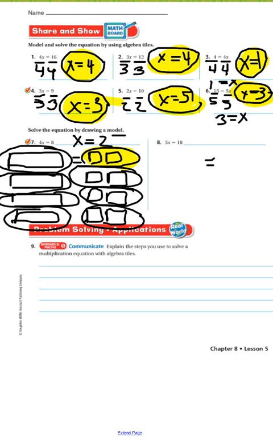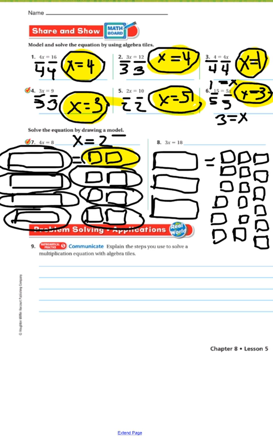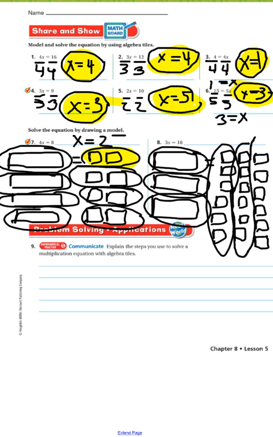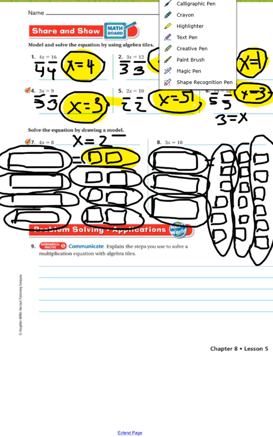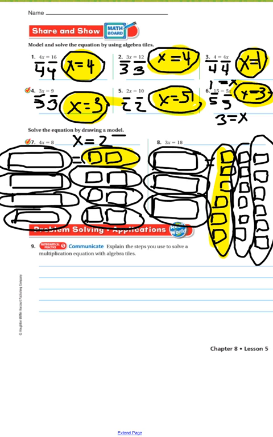3x equals 18 is number 8. We need 3 x tiles, and then we need 18 1 tiles. So now, once we have 3x on one side and 18 on the other, we're going to group them into groups of 1, 2, 3, because there's 3 x tiles. And then let's highlight one group and count how many are in one group. 1, 2, 3, 4, 5, 6. X equals 6 is your answer.